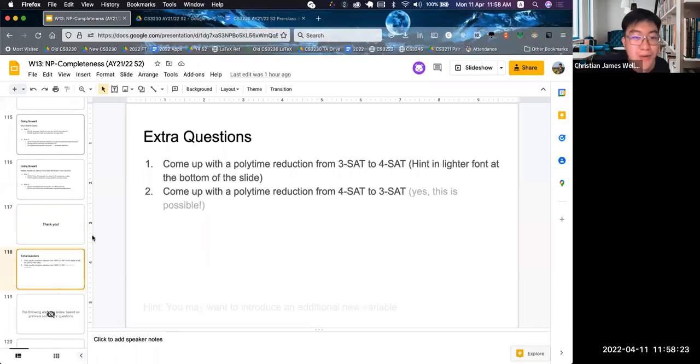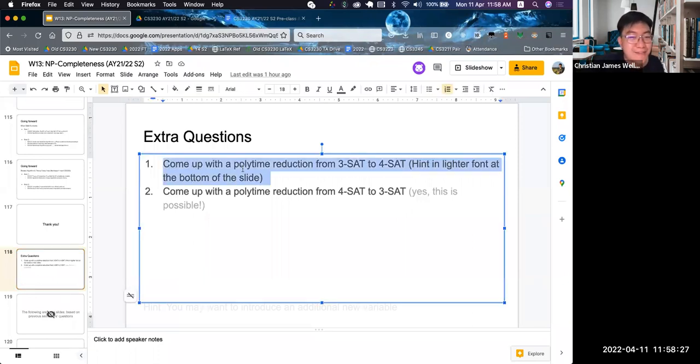A quick mention: I've come up with extra questions. If you want to practice, you can try to come up with a poly-time reduction from 3-SAT to 4-SAT, or the other way around, 4-SAT to 3-SAT. Both reductions actually work. I worked it out with a student this semester, and we came up with 2 different solutions for both of them.